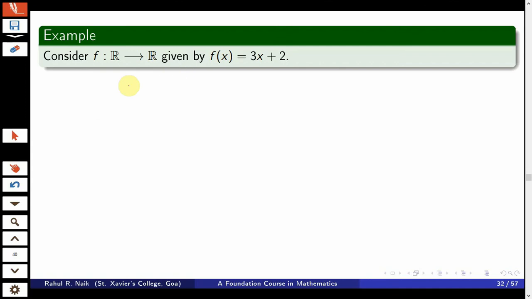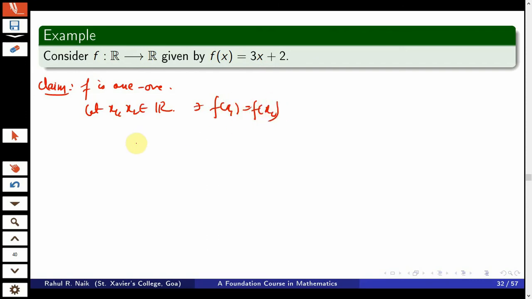So we have one example, f of x is equal to 3x plus 2, and this is a 1-1 function. We claim that f is 1-1. Using propositions, it's very easy to see. Let x1 and x2 be 2 points in the domain such that f of x1 is equal to f of x2. We want to show that x1 is equal to x2, then we are done. Then we in fact show that the function is 1-1.